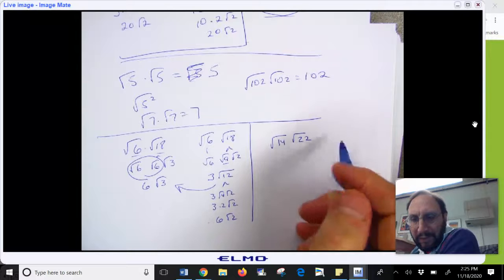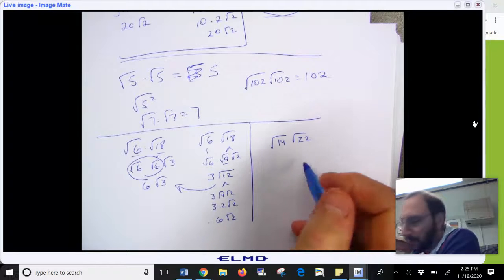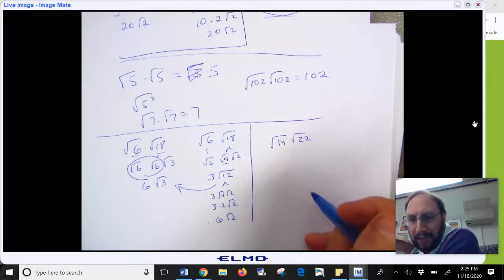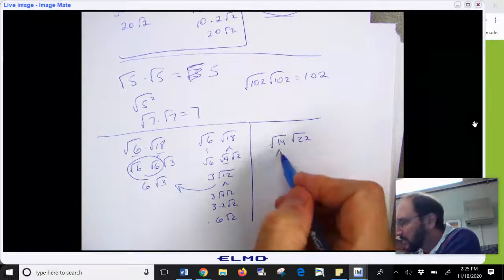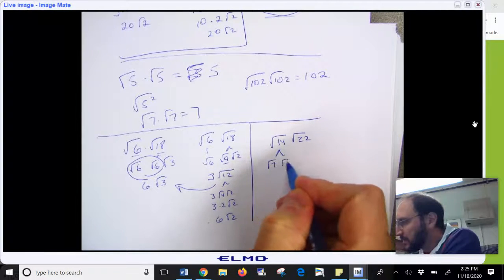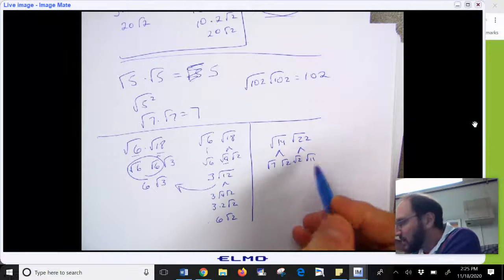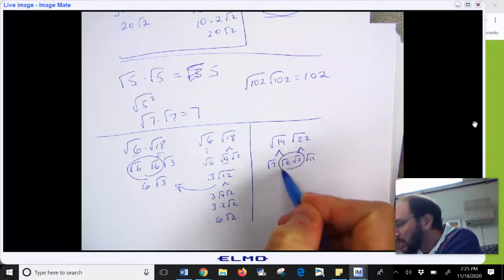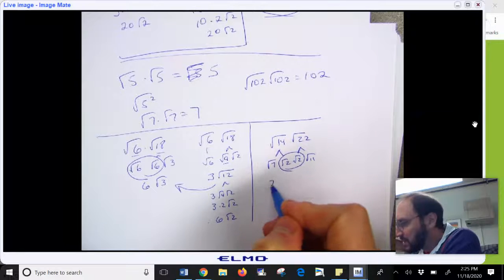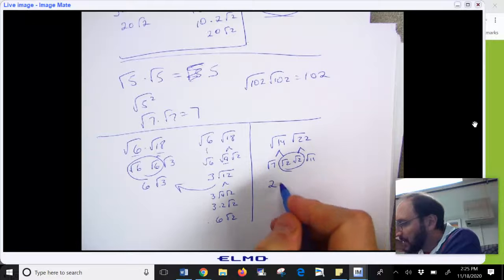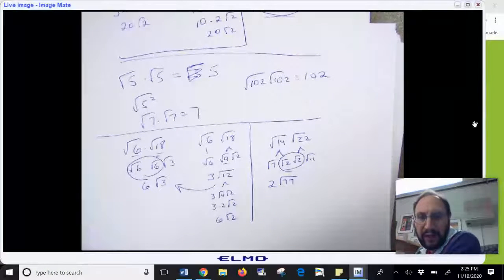Well, instead of multiplying 14 times 22, which is some large number, I'm going to divide these both because I see they have a common factor of 2. So this one is 7 times 2, and this one is 2 times 11. Now, I can take square root of 2 times square root of 2, which is the same as a 2 on the outside. Square root of 7 times square root of 11 have nothing in common, so I can just say that's 2 square root of 77, and I hope that's what you got.